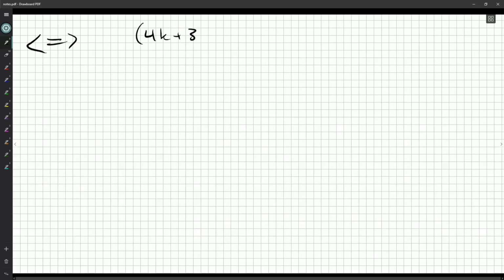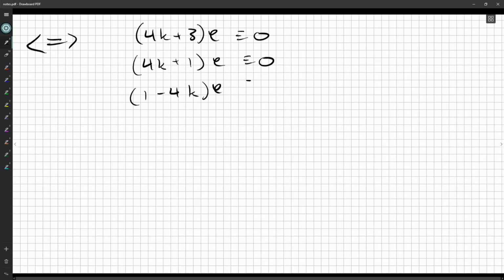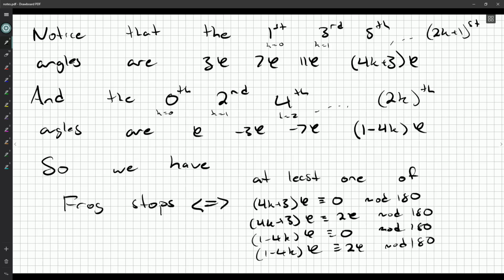So 4k plus 3 phi congruent to 0. Subtracting 2 on both sides would be 4k plus 1 phi congruent to 0. We'd have 1 minus 4k phi congruent to 0. And then subtracting 2 would be negative 1 minus 4k phi congruent to 0, right? Yeah, okay, good.